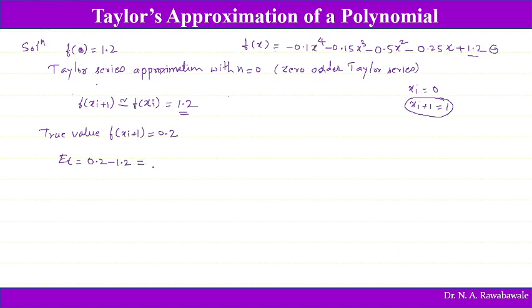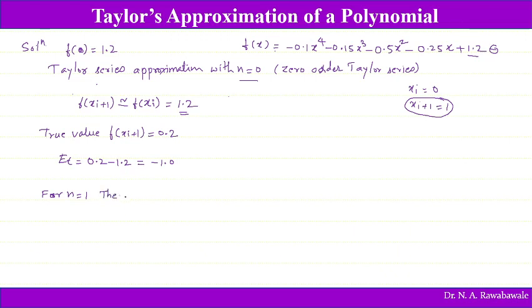So this gives us error of minus 1.0. So now here this is the error. Now for n is equal to 1, so now here it was n is equal to 0, now we take n is equal to 1. So first order, the first derivative must be determined and evaluated at xi.